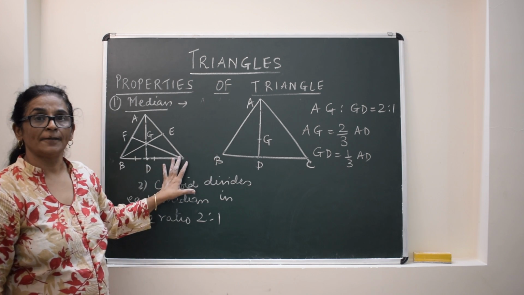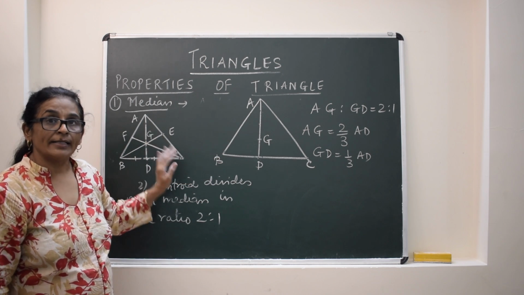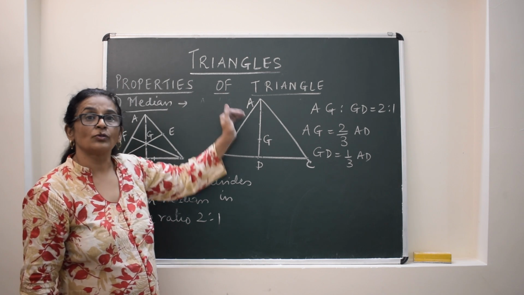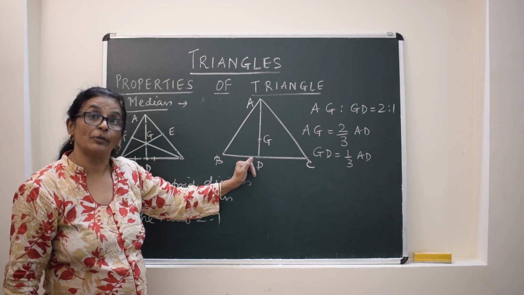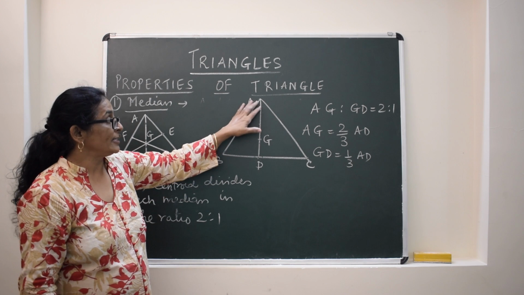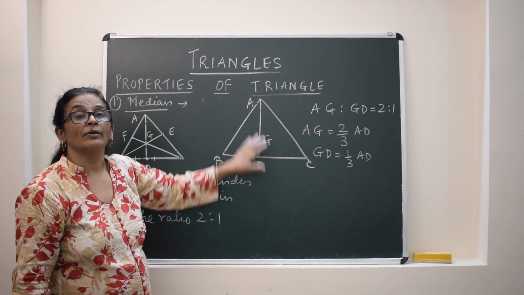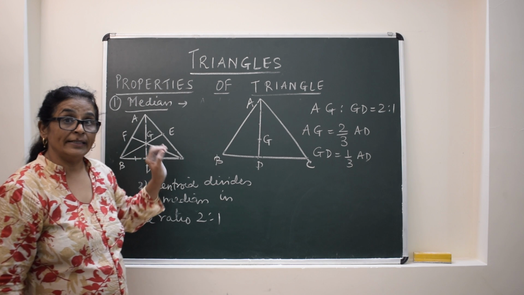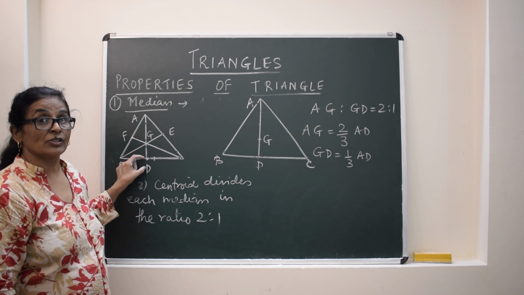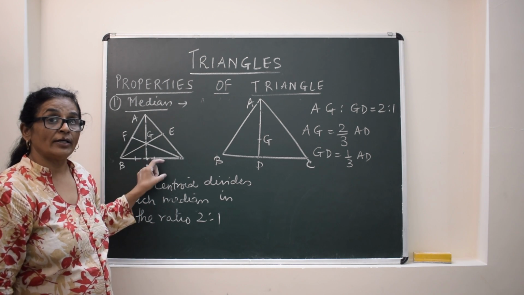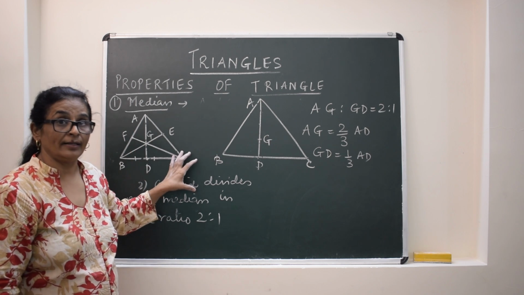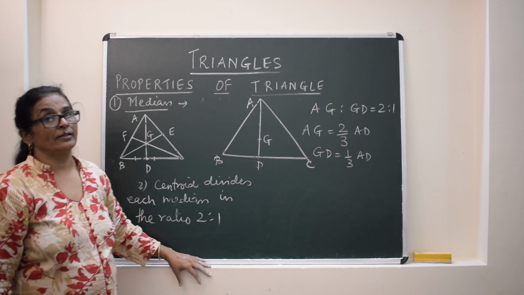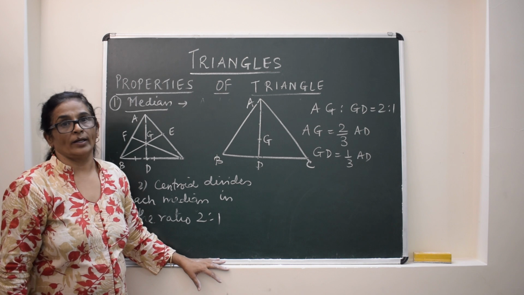So what we have seen, a median which is a line segment drawn from the vertex to the opposite side and where it meets the midpoint. A line segment which joins the vertex and the midpoint of the opposite side is a median, and the medians meet at a point which is called centroid. Centroid lies inside the triangle and it divides each median in the ratio 2:1.